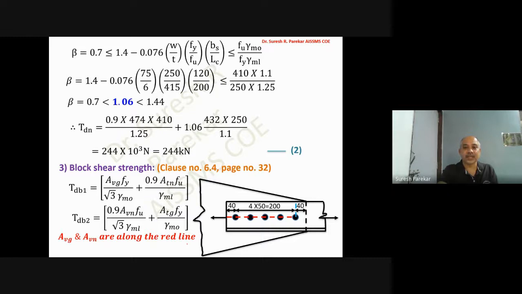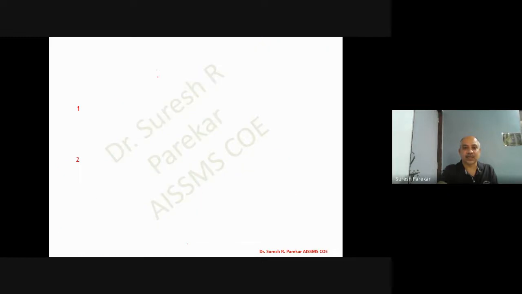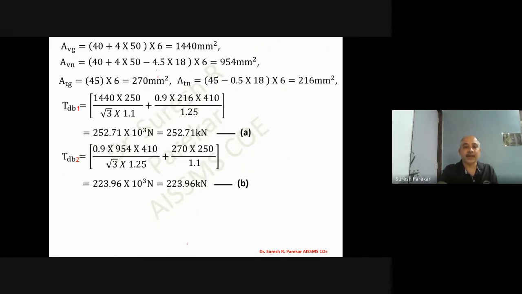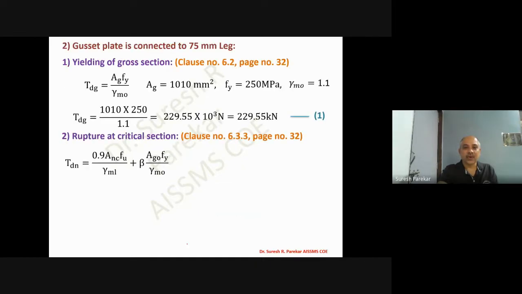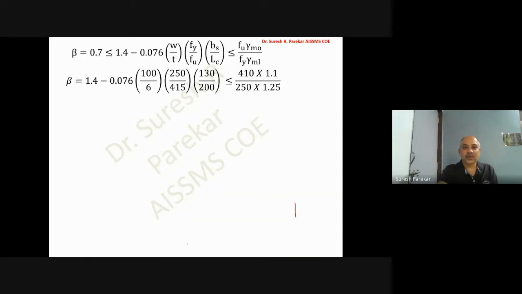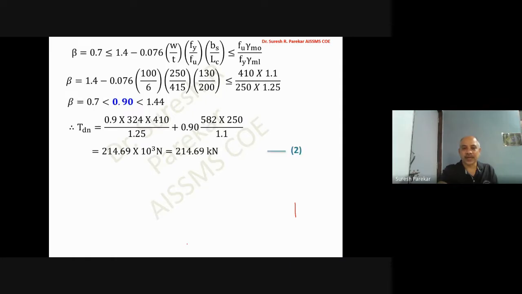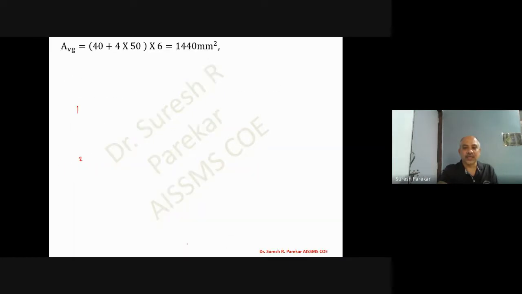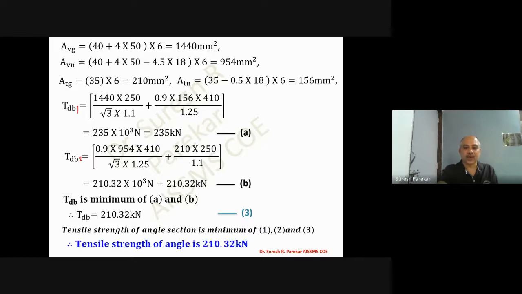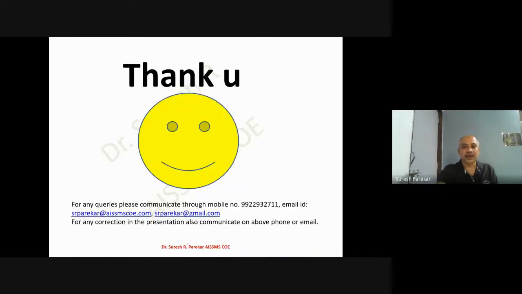Here, if you see, rupture at critical strength we have 244, and this value you have 223, and there, instead of 244 we have 214, and instead of 223 we have 210. So it is always preferable to connect the longer leg to get more strength.